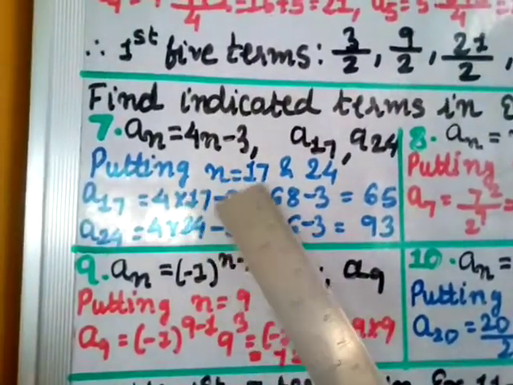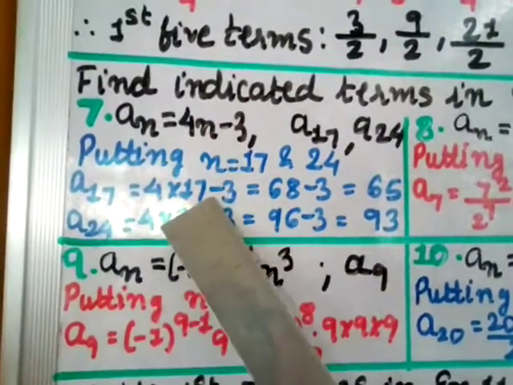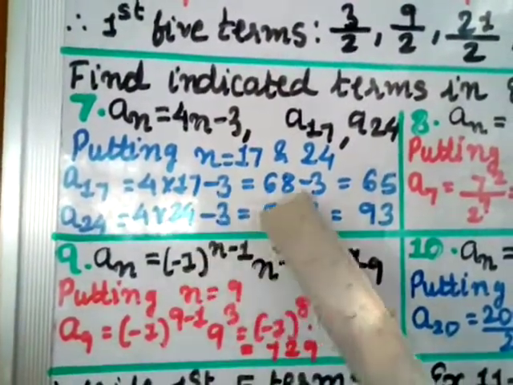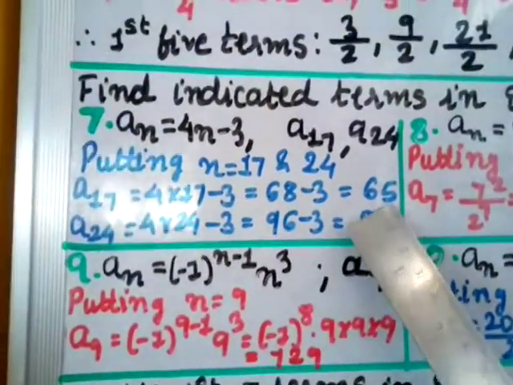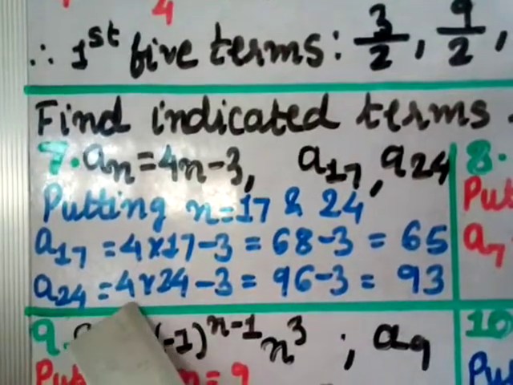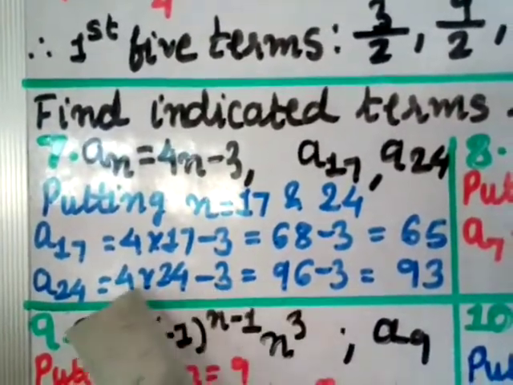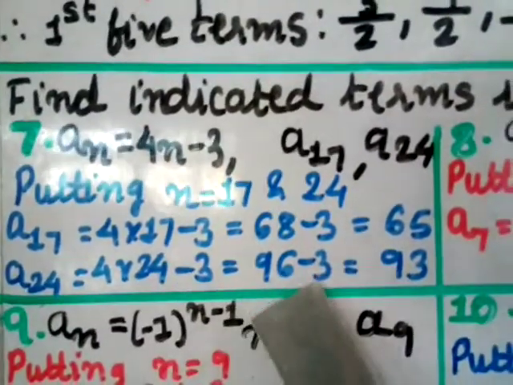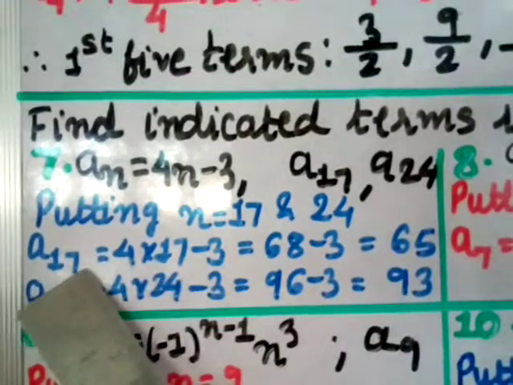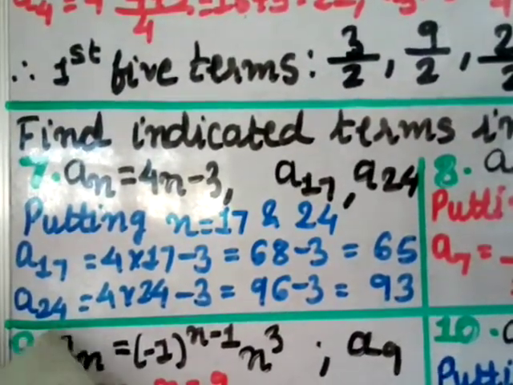So first let us put n equal to 17. So A17 equal to 4 into n, so 4 into 17 minus 3, equal to 4 into 17 is 68 minus 3. This difference is 65. Now for n equal to 24. A24 equal to 4 into 24 minus 3, equal to 96 minus 3. This difference is 93. So the 17th term, that is A17, is 65 and the 24th term, that is A24, is 93.